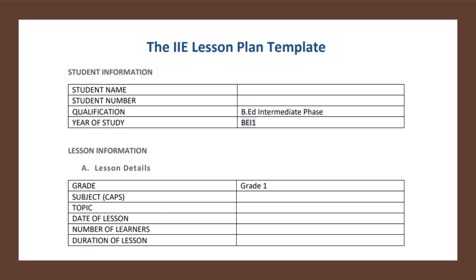Then you're going to go for the duration of the lesson. You don't have a choice. It's been specified in the instructions. It's 30 minutes. So make sure that you get that right.